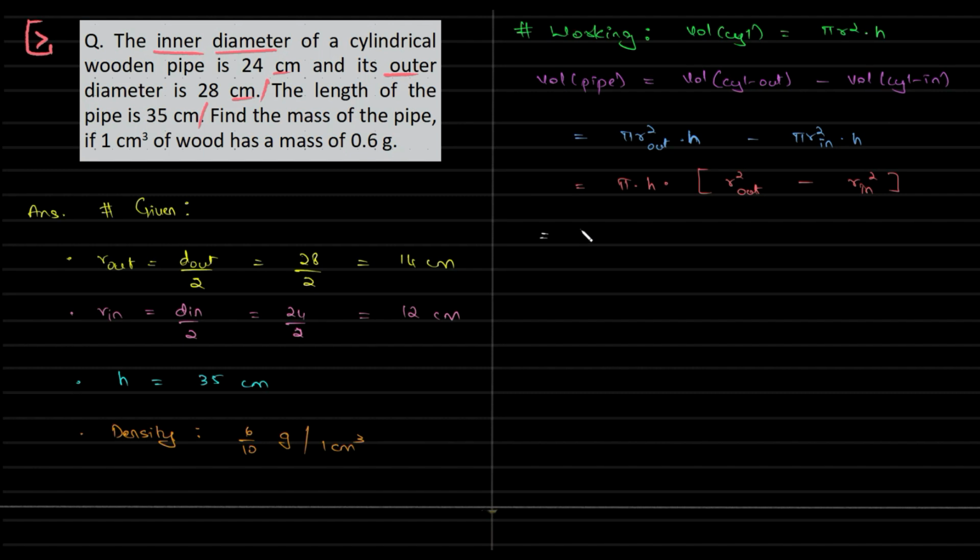And now we have 22 by 7 into height, which is 35, into the outer radius. Outer radius is 28. Sorry, radius, that is not 28. 14 into 14 minus 12 into 12. That's why it's always better to have a diagram. So you look into the diagram for information. So what can we cancel? Yes, 7 ones are 7, 7 fives are 35.